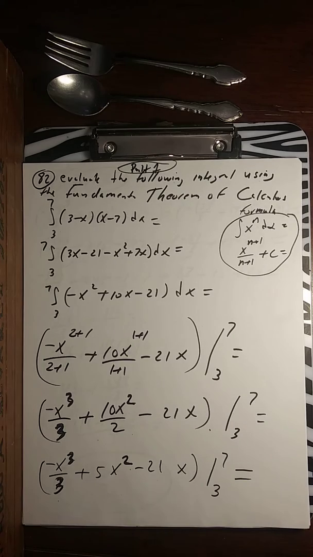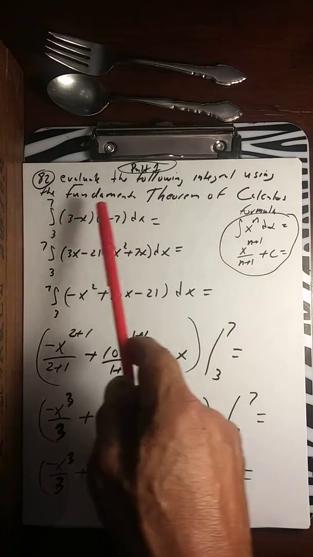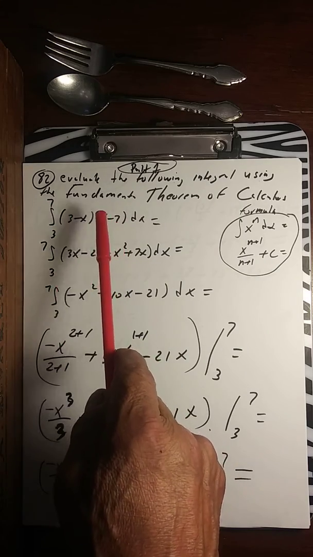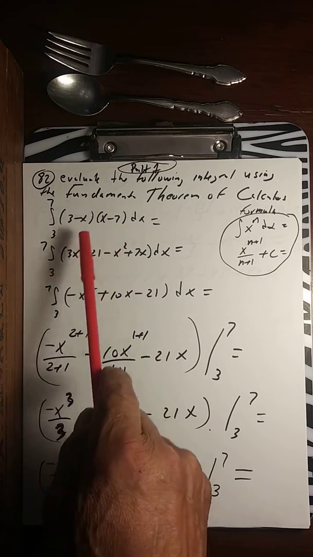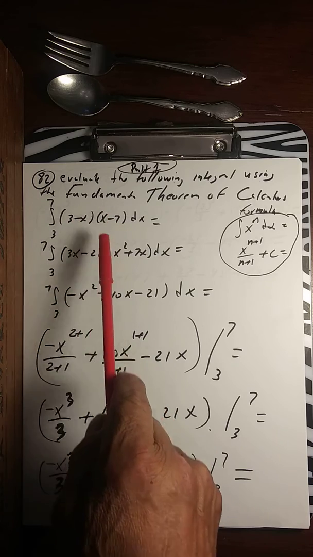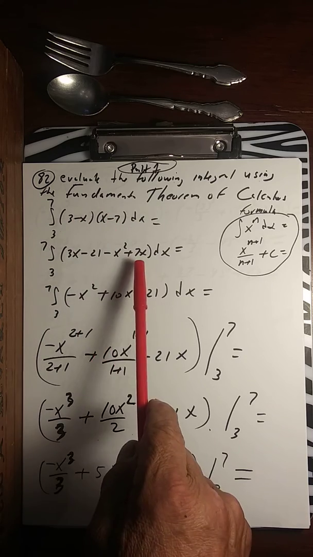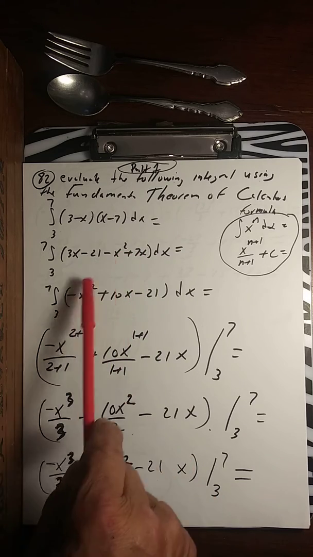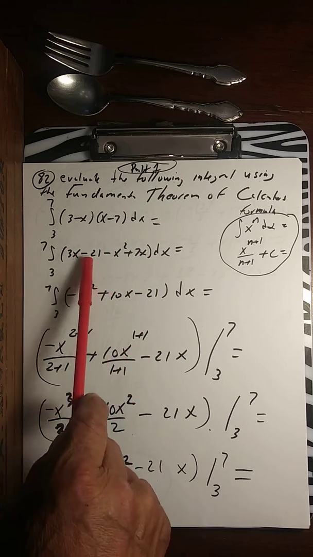Evaluate the following integral using the fundamental theorem of calculus. We have the integral of this product. Let's just multiply it out, FOIL. 3 times that is 3x, 3 times that is 21, that times that is negative x squared, and that times that is negative 7x. Put them together, you have negative x squared, x and 7x is 10x, and the 21 there.